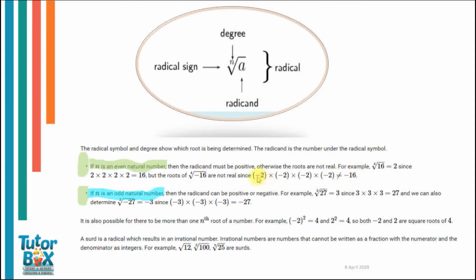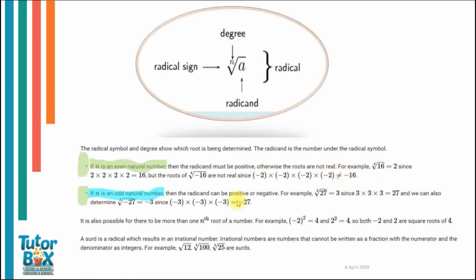Because remember, if I multiply a minus with a minus, I get a plus. And then if I multiply this plus from these two with the minus, I get a negative. And then a negative times a negative gives a positive. So that's why this statement here is true.